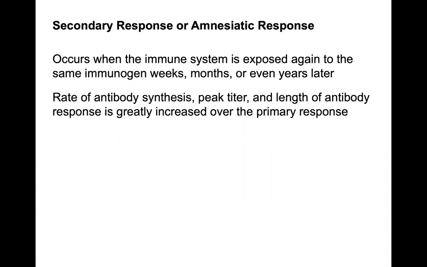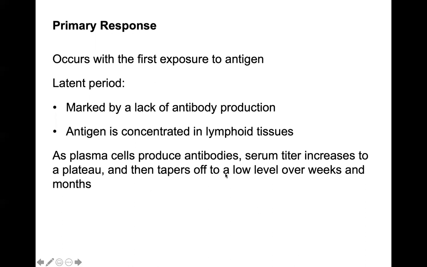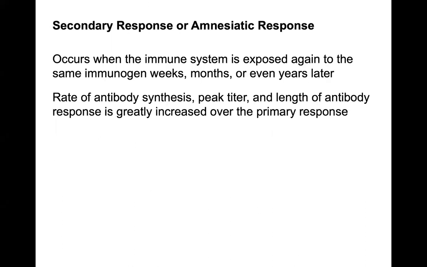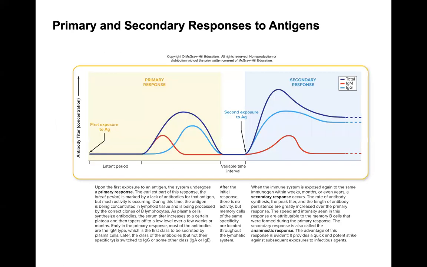Again, vaccines, when they administer a vaccine, they're hoping to get the primary response. So that if you should see the antigen in real life, you would get the secondary response to combat it, hopefully before the antigen is able to even cause any symptoms for you. So this is just a little schematic that describes the primary and secondary responses to antibody production.